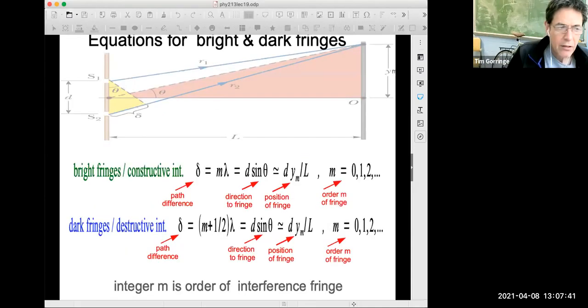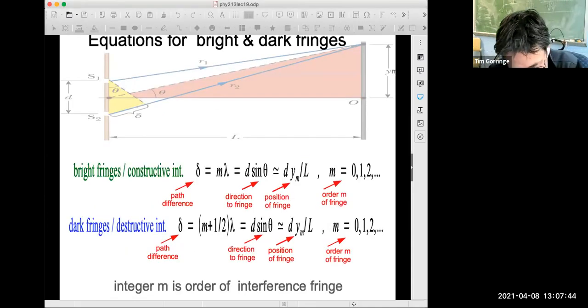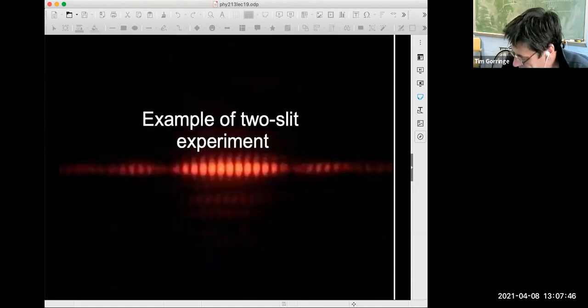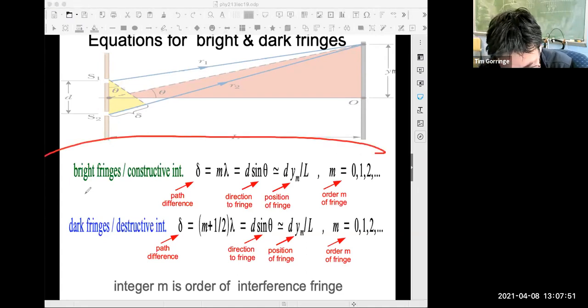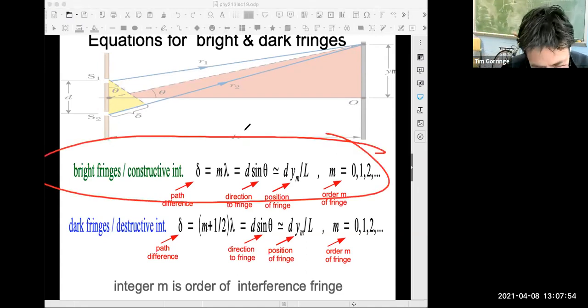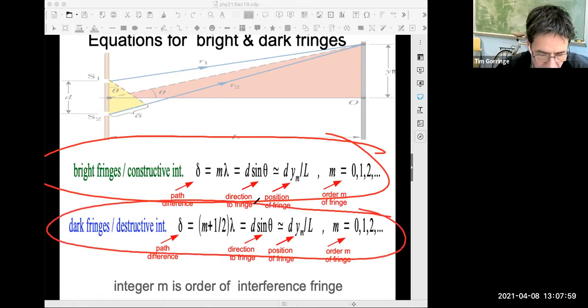But when you get dark, when you get bright interference patterns. So upstairs here is when you get bright interference patterns. And downstairs here is when you get dark fringes. So you get bright interference or bright fringes when that extra distance delta that we just figured out, that's d sine theta, or d times y over L, when that extra distance is whole numbers of wavelengths.